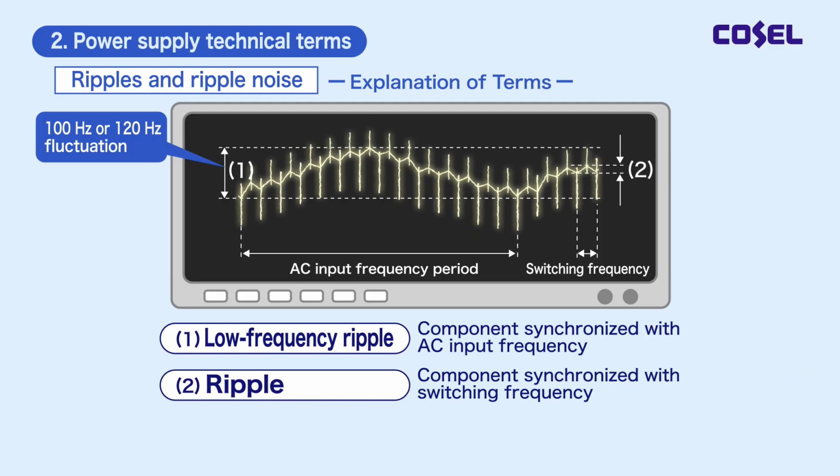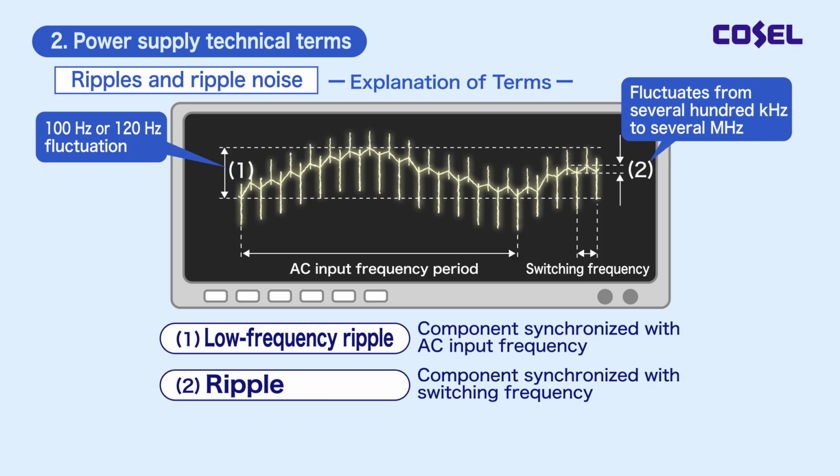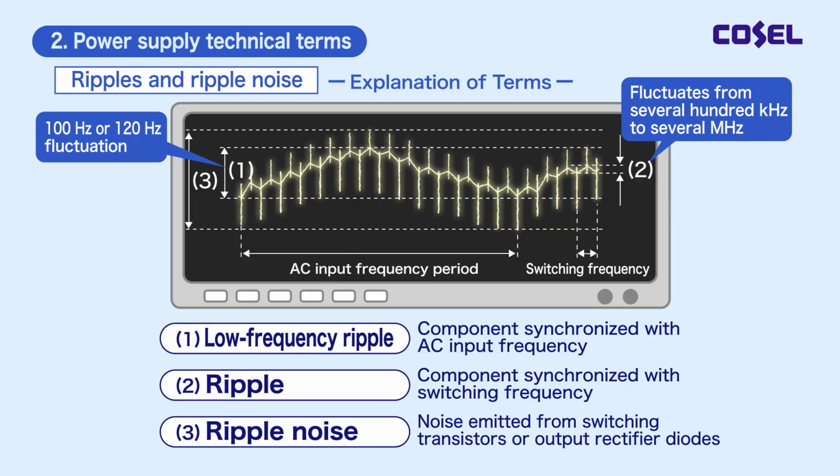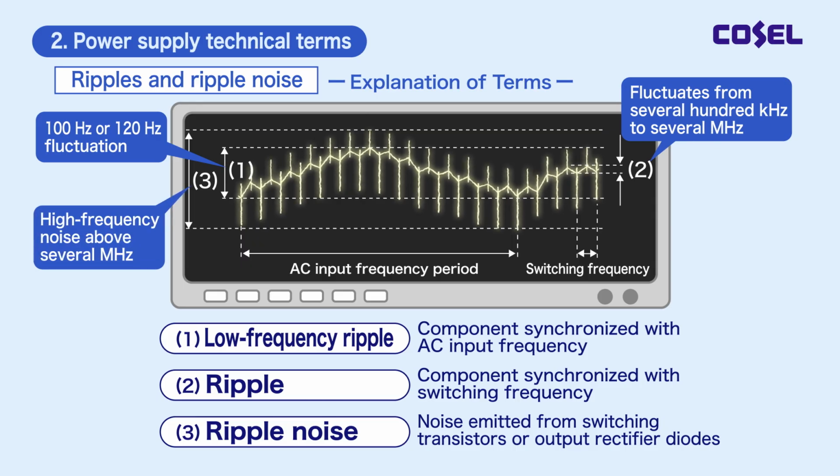It is a component synchronized with the switching frequency of the power supply, which can vary from a few hundred kilohertz to a few megahertz. Three is ripple noise and represents the noise component other than a ripple that is superimposed on the output voltage. High-frequency noise of several megahertz or more generated at output from the internal switching transistors or output rectifier diodes.